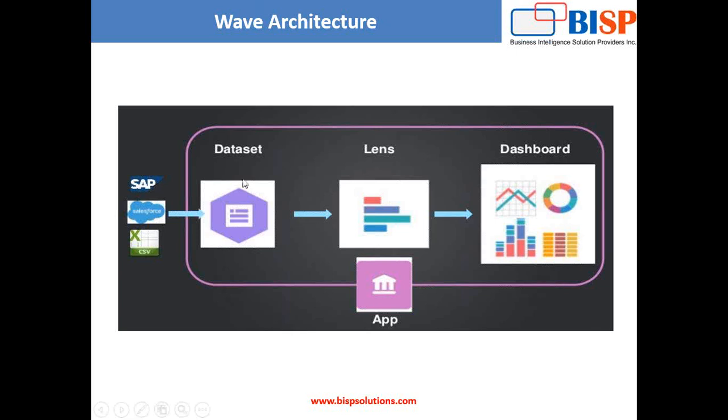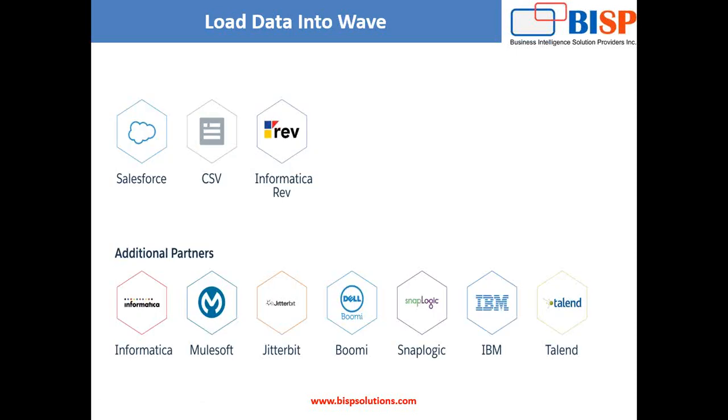Salesforce Wave can directly pull data from Salesforce or CSV, but bringing data from SAP into a dataset in Wave Analytics would require additional drivers. Let me show you that. As you can see here, these are the additional partners. To bring data from SAP or any other technology into Wave, we take help of these additional partners: SnapLogic, Dell Boomi, Jitterbit, Informatica, Talend, or IBM.